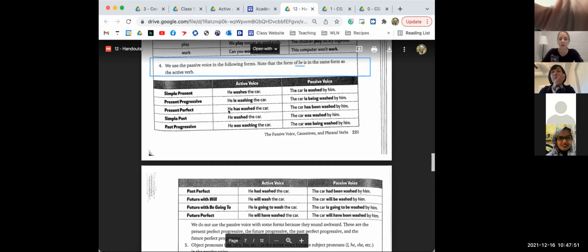The present perfect: he has washed the car. We want to use the be verb in the present perfect, has been. The car has been washed by him.